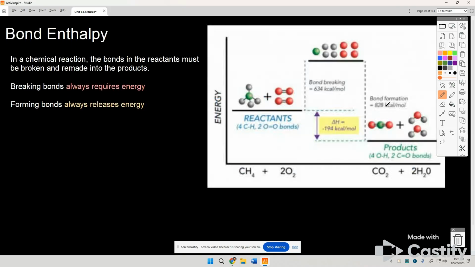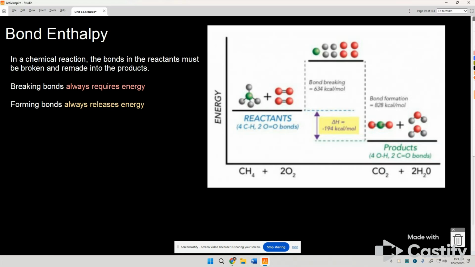So bond enthalpy, what is bond enthalpy? Well, enthalpy we've been talking about all unit is that energy, right? And we're talking about the energy of bonds. So in a chemical reaction, we have to break the bonds of our reactants so that they can combine to reform whatever our products are.